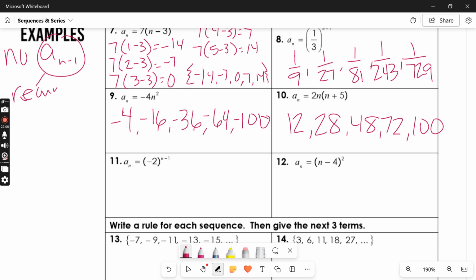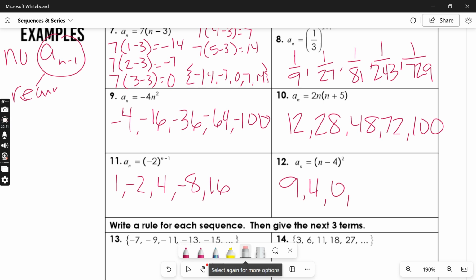On number 11, you should get 1, negative 2, positive 4, negative 8, positive 16. And then on number 12, you should get 9, 4, 1, 0, 1.